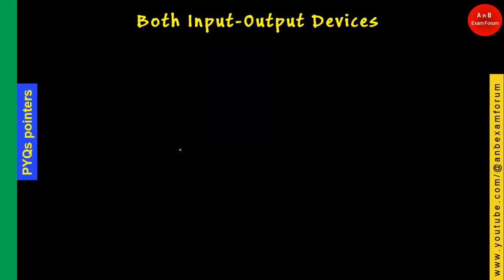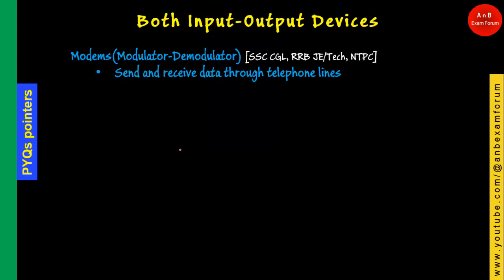We are left with the devices that are both input and output. Whatever we have seen till now are input devices and output devices. Now we are going to see both input and output devices. The very first and foremost important one is the modem. The full form you should remember is modulator and demodulator, and this question is very important for all exams like SSC, CGL, RRB, JEE, NTPC. We have seen it in every exam. So the full form is modulator and demodulator.